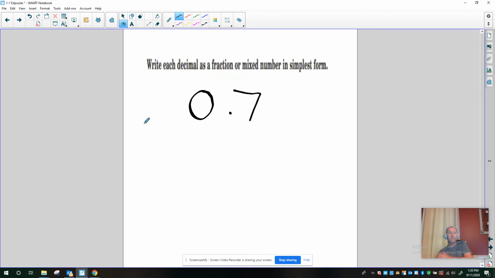All right, so we're going to go the opposite direction now. 0 and 7/10. You read it properly, you write it properly. 7/10, this is the decimal place.